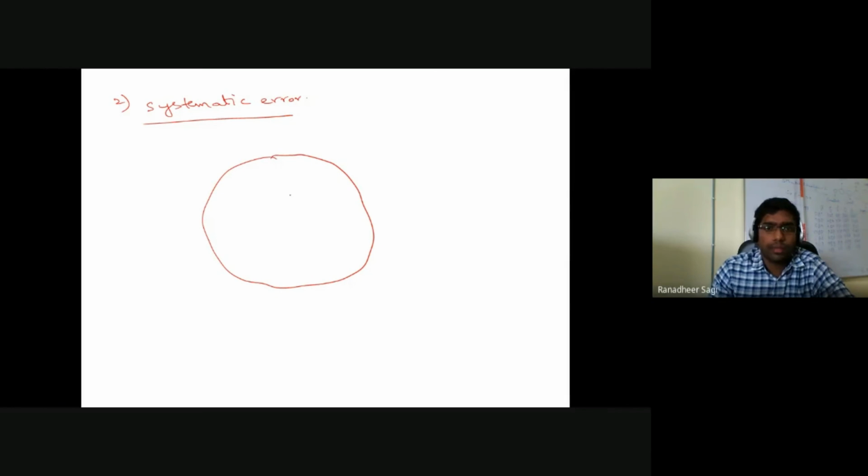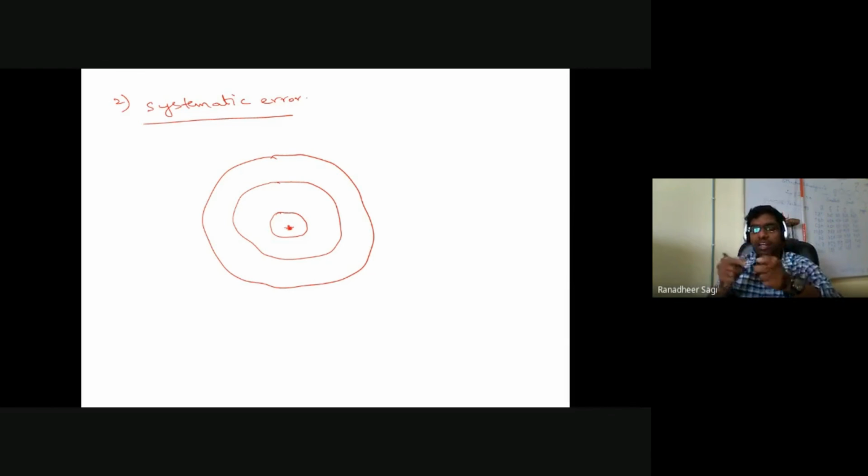Okay. Now, what does this systematic error mean? Let's say, for example, let me go back to that case of rifle shooting. You have your target board like this, maybe with the bullseye at the center. You were supposed to target this point while carrying out your shooting there.